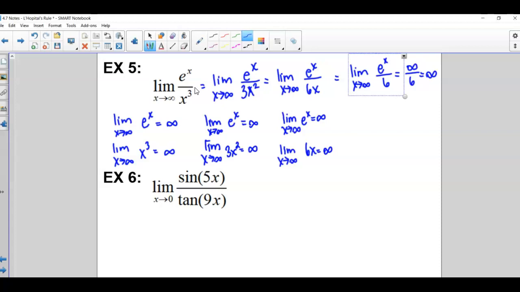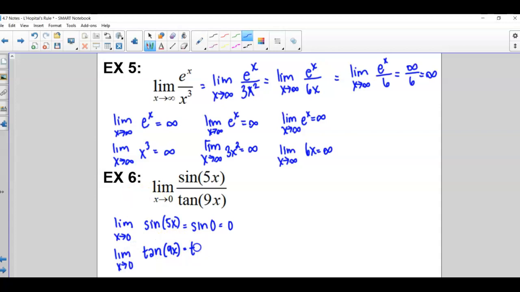Okay, so, unit circle. The limit as x approaches 0 of sine of 5x. That is just going to be sine of 0. What is sine of 0? It is 0. Okay. The limit as x approaches 0 of tangent of 9x. That would just be tangent of 0, which is also 0. It's sine over cosine, which is 0 over 1 for that. So you get 0 for that as well.